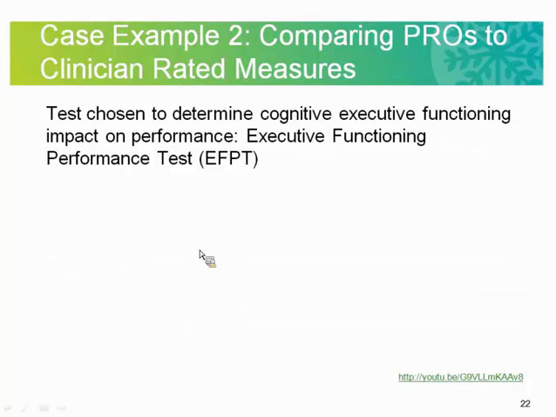In this second case then, what I'd like to do is now focus on the example of looking at cognitive executive functioning, particularly safety and judgment in this case. And we're going to use an assessment called the Executive Functioning Performance Test, or EFPT, which is both a self-report and a clinical observable test.